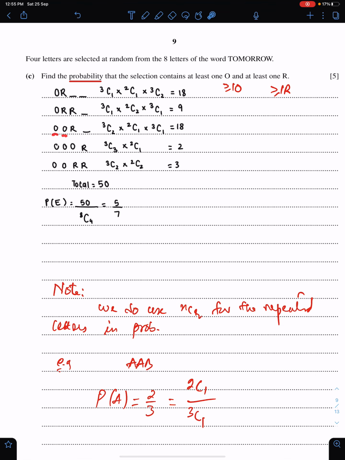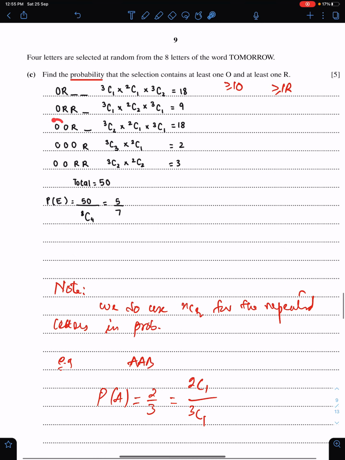Now selections with 1 R, 2 O's and 1 other letter. So for 2 O's write 3C2, for 1 R write 2C1, and we need 1 more from the remaining 3, so 3C1, 18 ways. Now selections with 3 O's and 1 R, so 3 O's, 3C3 and 1 R, 2C1, so 2 ways. 2 O's and 2 R's, so 3C2, 2C2, so there are 3 ways. So altogether we have 50 ways.